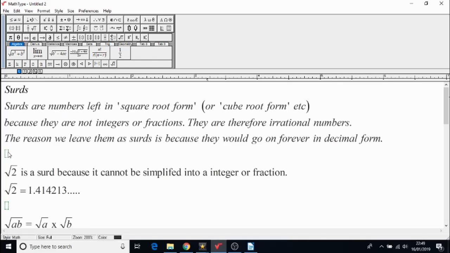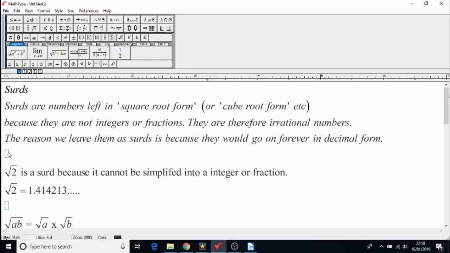I'm going to teach you how to simplify surds. Surds are numbers that are left in their square root form or cube root form. This is because they are not integers or fractions. They are therefore irrational numbers. For example, the square root of 2 is a surd because it cannot be simplified into an integer or fraction. In decimal form, it can go on forever.